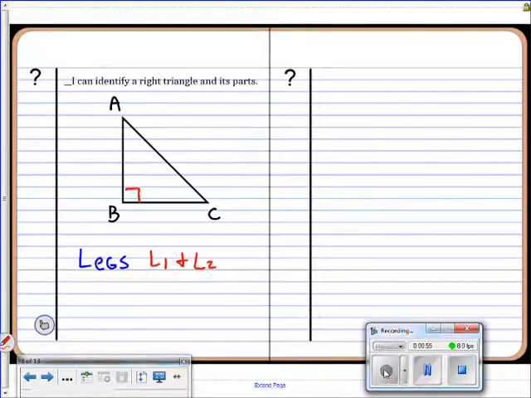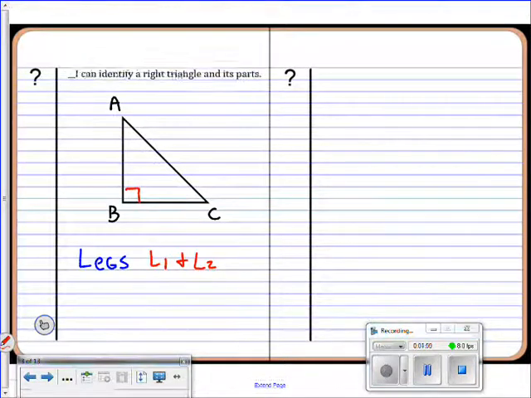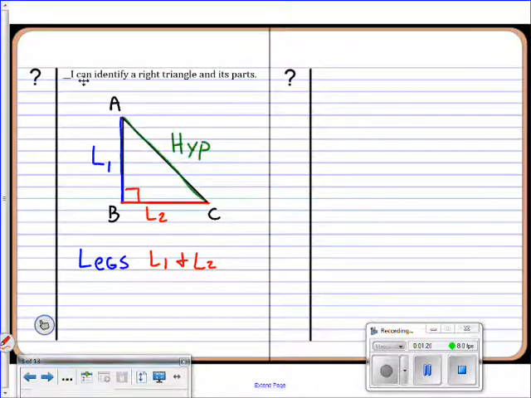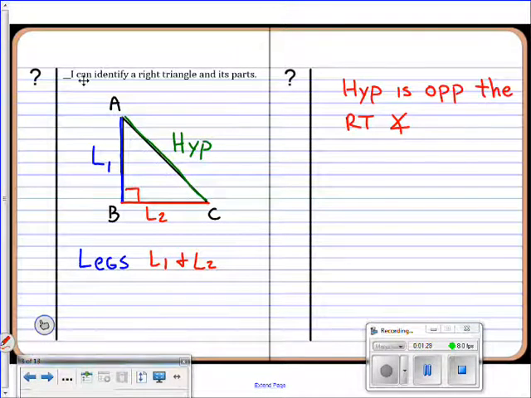In the world of right triangles, we have some specific parts that we'll need to identify. So one of your I can statements for Unit 7 is that I can identify the legs. If you take a look, this side right here we'll call L1. This side right here we'll call L2. The reason that we call these two the legs is because they are the two sides that make up the right angle. Of course, that leaves the third side, the side that's across or opposite the right angle, to be called the hypotenuse. Remember, the hypotenuse is always the side opposite the right angle.